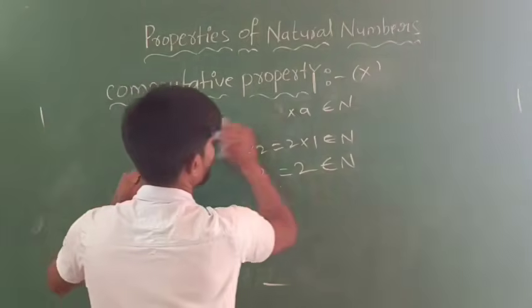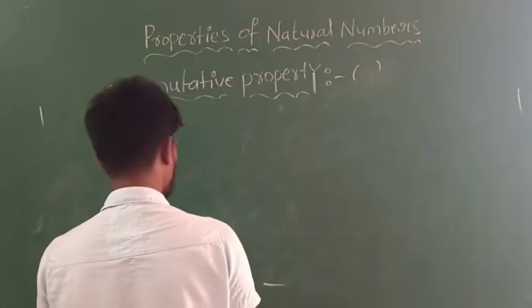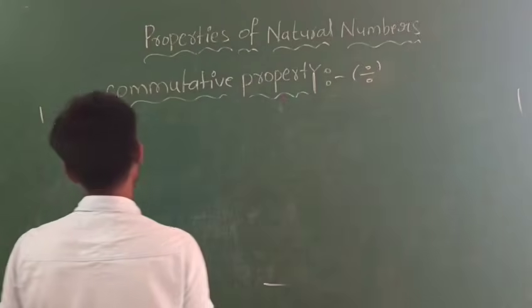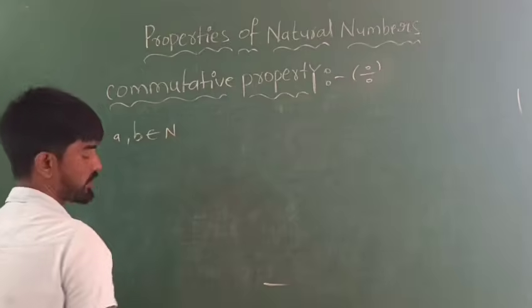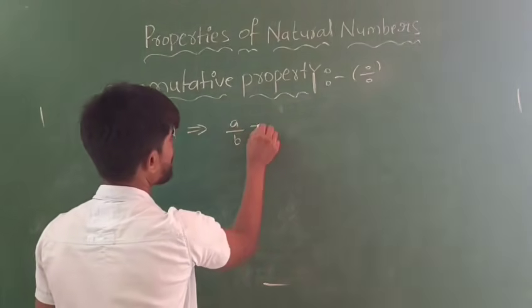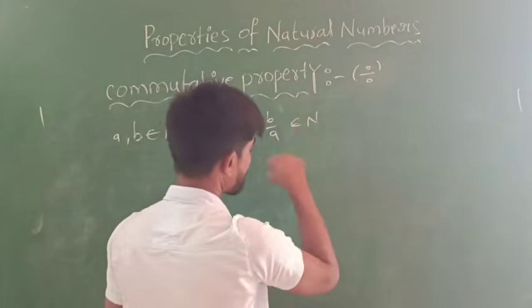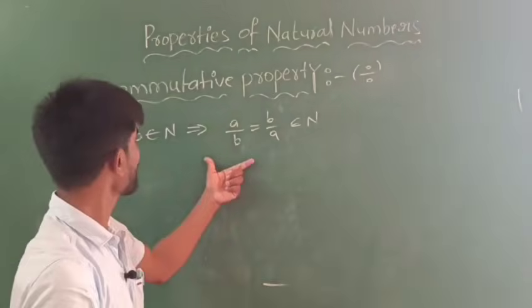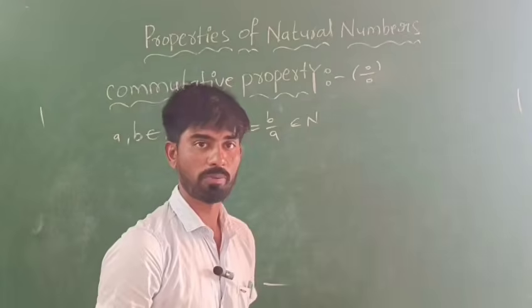The last property, commutative property under division. Here a, b belong to natural numbers. That implies a divided by b is equal to b divided by a, which also belongs to natural numbers. If this condition is satisfied, the commutative property under division follows.